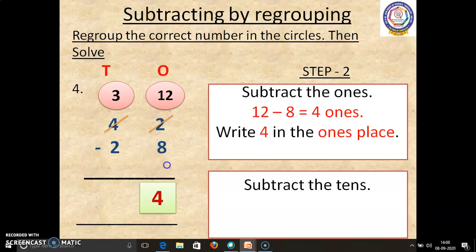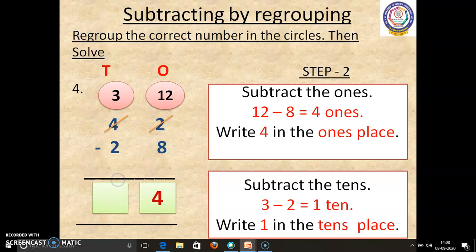Now we have to subtract the tens. In the tens place, 3 minus 2 is there. 3 minus 2: 3 in the mind, 2 in the finger. 3, before it 2, 1. So we have to write number 1 in the tens place.